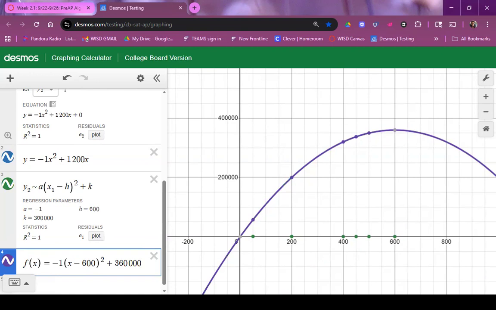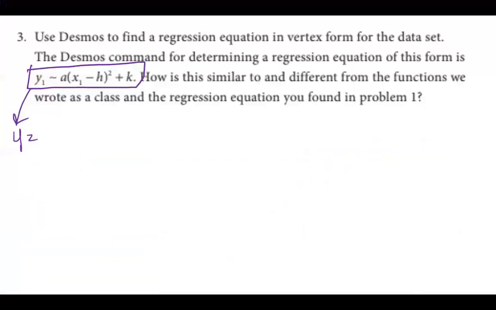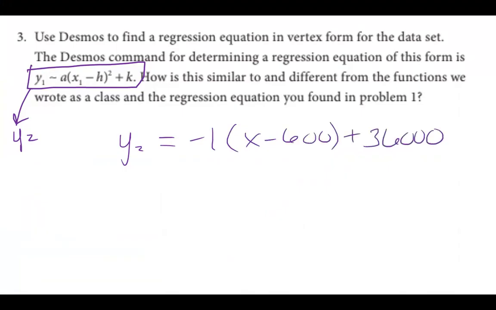So I'm going to go back to our notes to write down our vertex form. So our vertex form we had was y2 equals -1 times (x minus 600) squared plus 360,000. Remember what each part represents as far as the real world problem. Our y2 represented our area, and our x represents our width, correct? And this is called our vertex form.